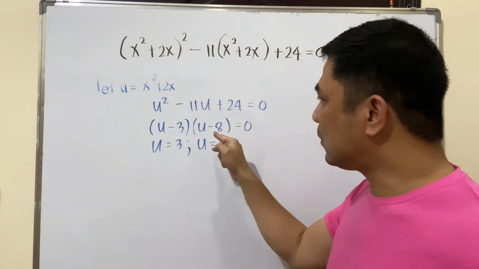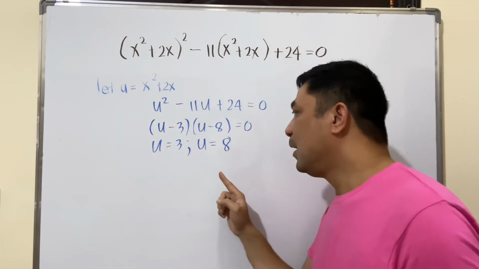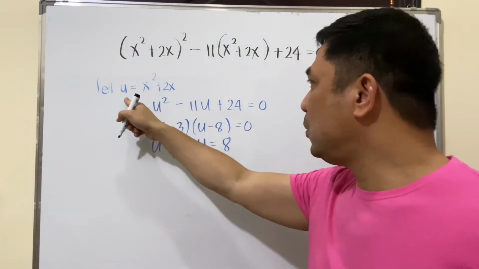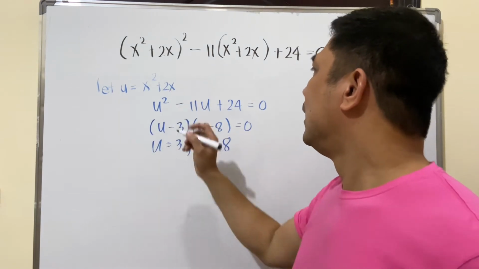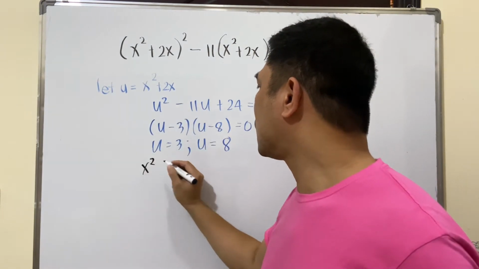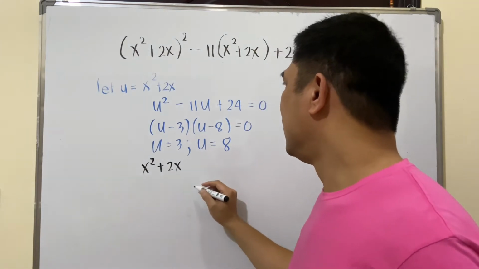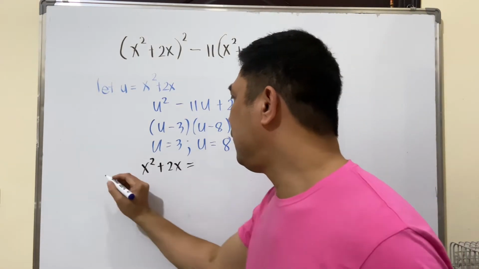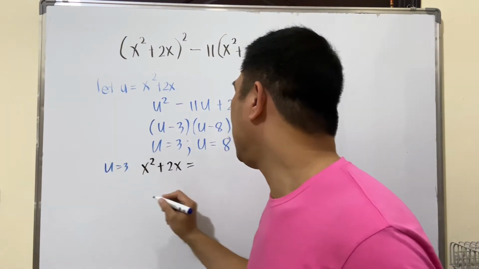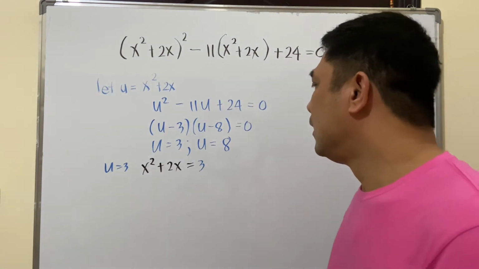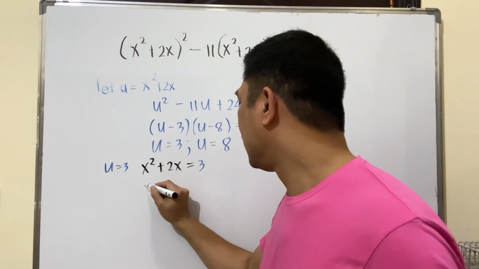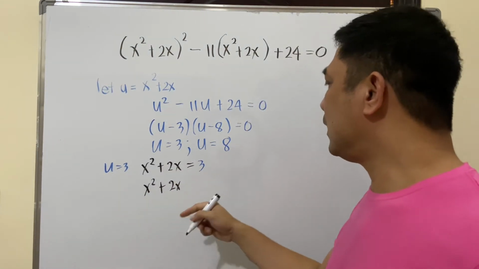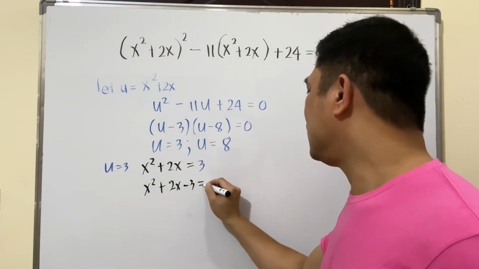So u minus 3 is equal to 0, so therefore you have u is equal to 3, and then u is equal to 8. So going back to our substitution, we said that u is equal to x squared plus 2x. The first one is if u is equal to 3, so we have x squared plus 2x. We have to put the 3 on the other side of the equation, so minus 3 is equal to 0.